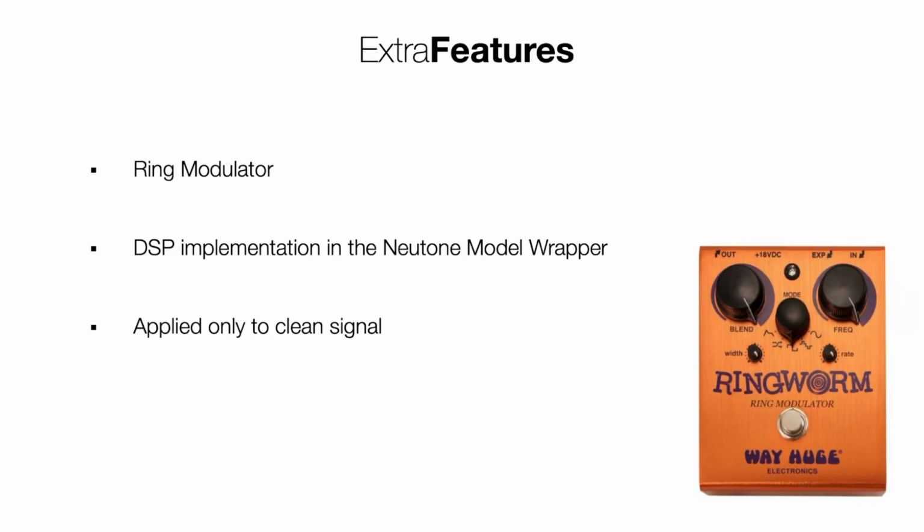Also, to add extra mojo to my NeuraFuzz, for that Jack White, Black Keys sound, I also decided to add a ring modulator using good old digital signal processing. While the neural network takes care of the distortion, I added the necessary code to implement a simple ring modulator, which is only applied to the clean signal. In fact, applying it to the distorted output wasn't giving me the right tone.